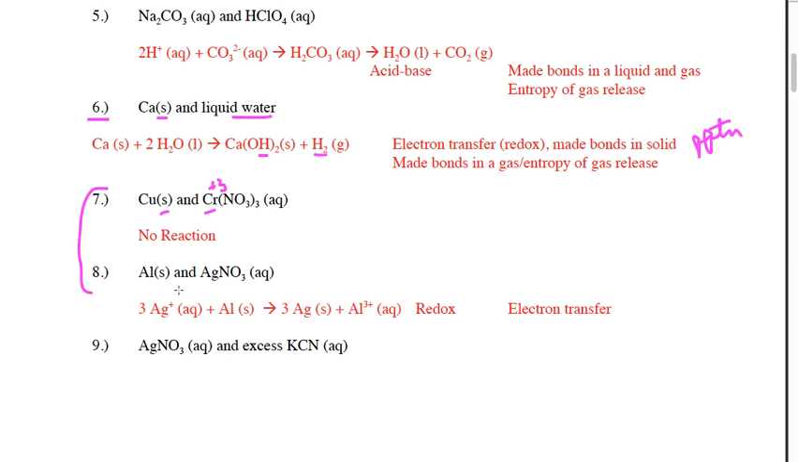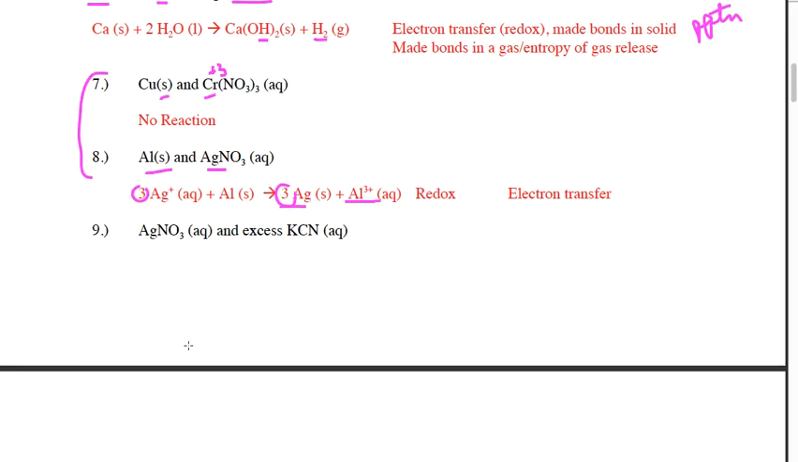Number 8, I've also got a solid metal, and I've got ions. Aluminum is more easily oxidized. So this reaction will go, it gets oxidized, and the silver gets reduced, and I just make sure that I put my 3 in there so that my charge is balanced.